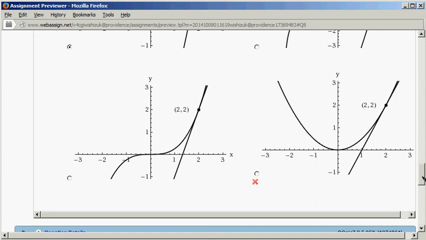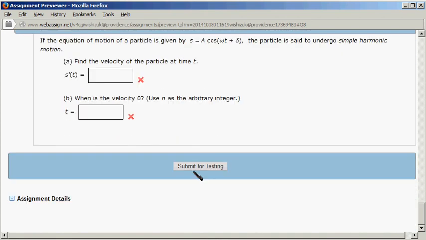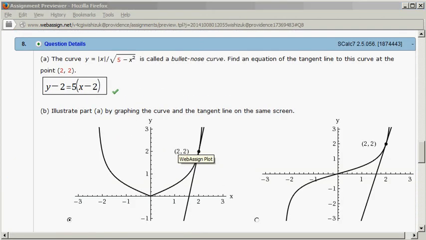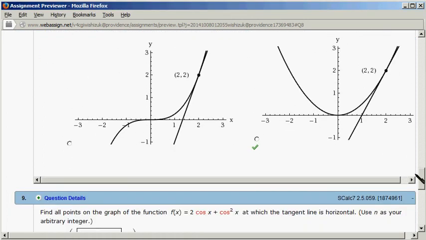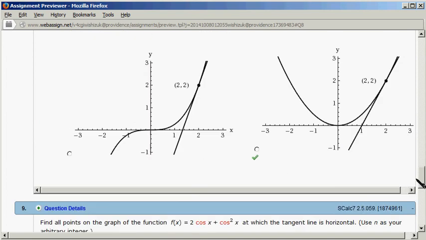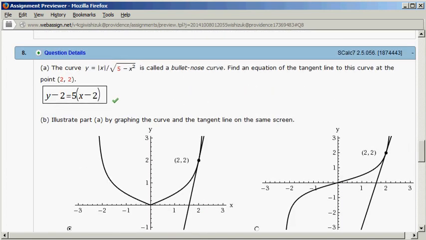Alright, so let's submit for testing. It came back. Looks like we got part A correctly, and the graph was correct as well. Alright, that's it. I hope that this was clear.